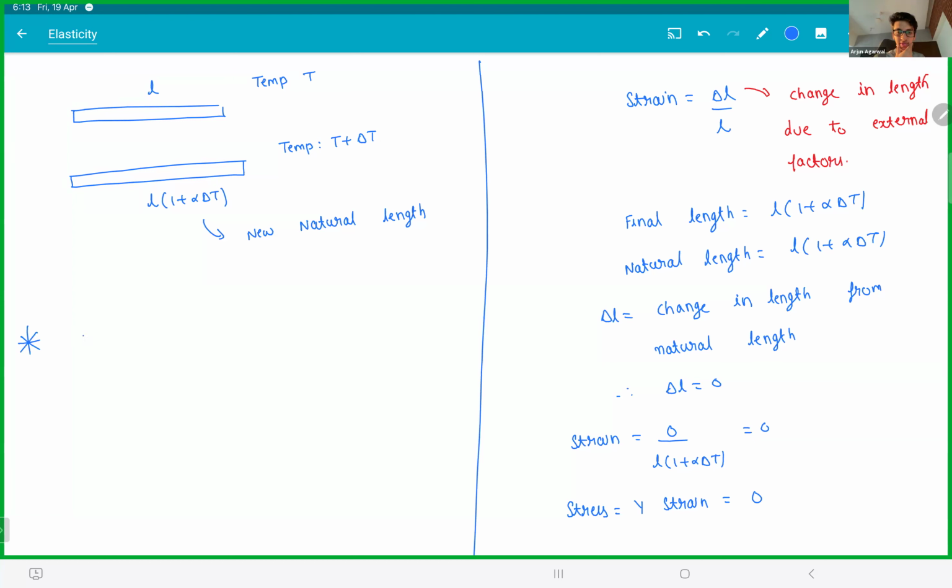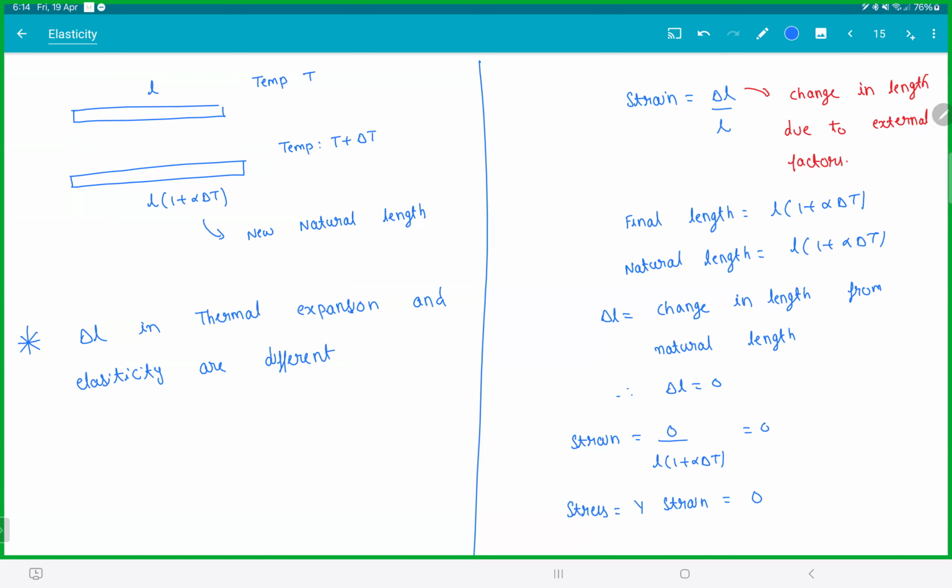So here we said stress was 0 because stress is directly proportional to strain, right? It's not like stress by strain is Y. No. Y is a constant, right? Got it. Delta L in thermal expansion and elasticity are completely different. Don't mix them up. Just keep that in mind. Let me show you a counter question to this that will make things even more clear. So this was a straightforward question in mains.